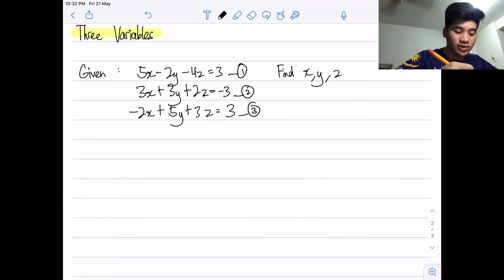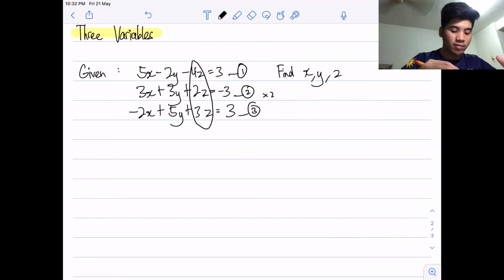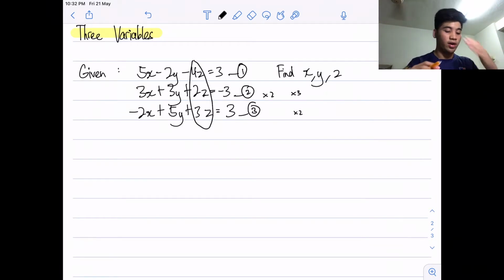So let's focus on z actually. I can make z disappear. Maybe I can times equation 2 by 2 to make 1 and 2 disappear, right? And then maybe I can times equation 2 and 3 by 3 and by 2 so that I can make them disappear. Alright, you'll see what I mean when I do the working.